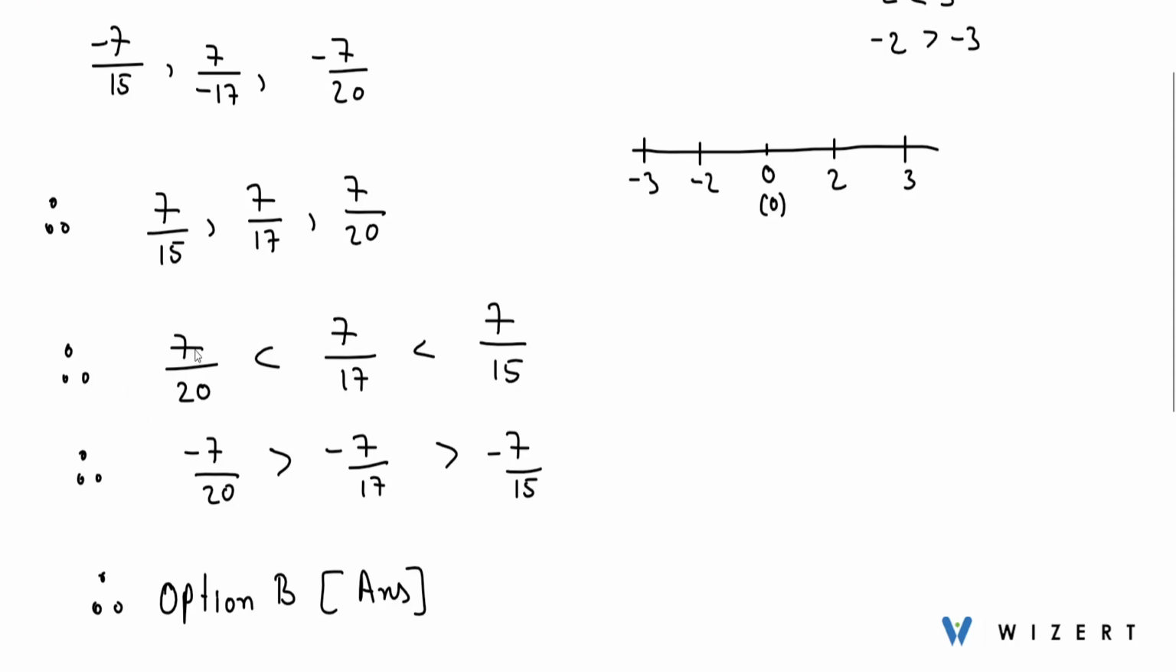Earlier 7 upon 20 was the least number among all the three given numbers, but now it has become the greatest number. So that's it.